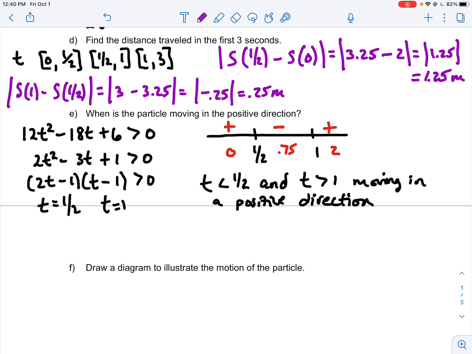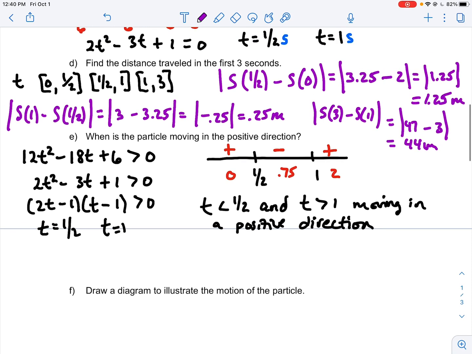Then solve our last interval. Okay, so we're going to do the absolute value of s of 3 minus s of 1. And for this particular problem, we already know what s of 1 is. It's 3. So we just have to figure out what s of 3 is. And s of 3 comes out to be 47. So that comes out to be 44 meters for us in a positive direction, notice.